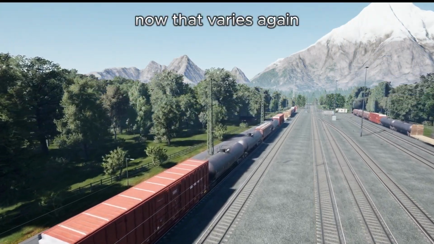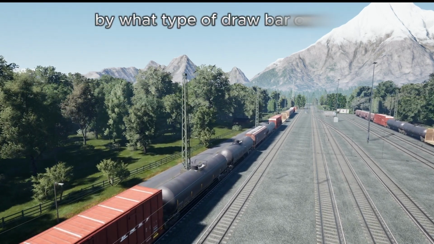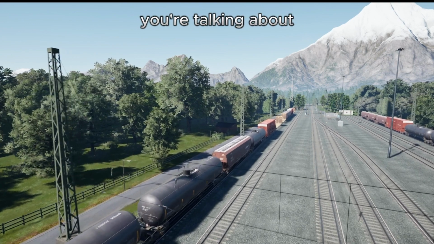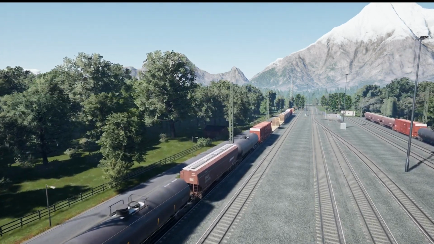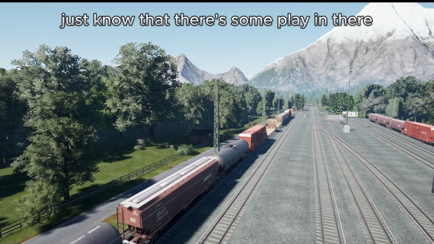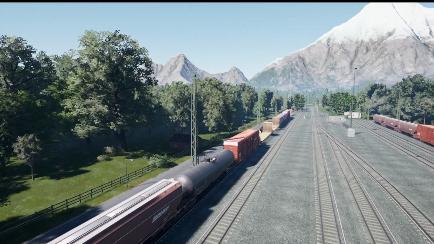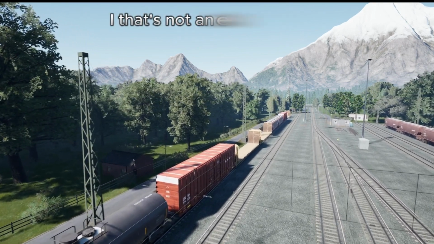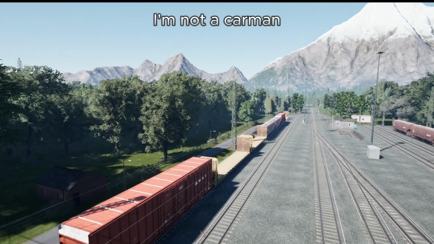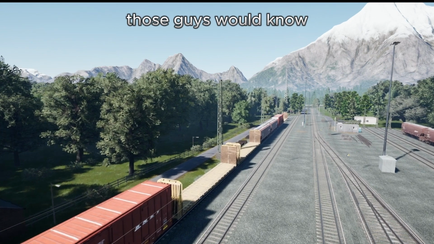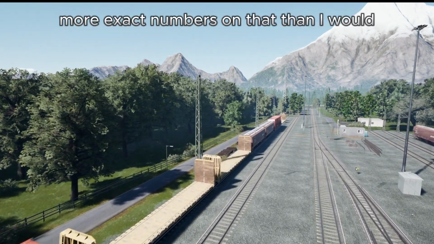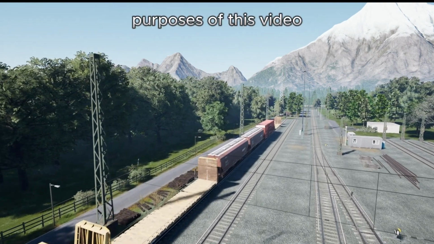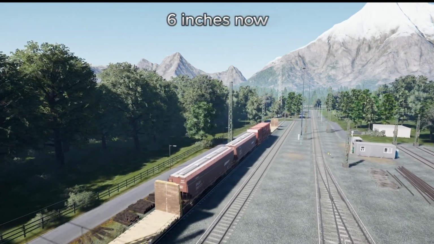Now, that varies again by what type of drawbar or car you're talking about. But for this, just know that there's some play in there. Let's say it's 6 inches worth of play. Not that big of a deal. That's not an exact number. I'm not a carman. Those guys would know more exact numbers on that than I would. But for all intents and purposes of this video, let's just say 6 inches.